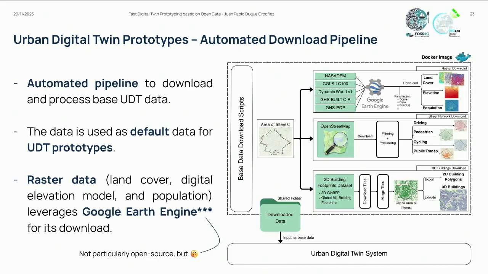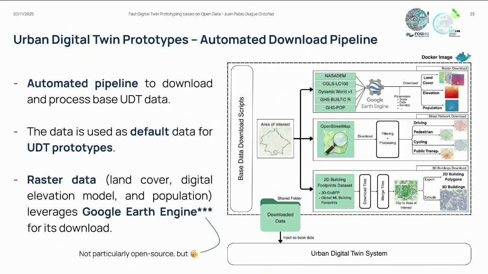So basically, just to summarize this, you have an area of interest, and you have raster data that is downloaded through Google Earth Engine. Don't mind, it's not open source, but we found that it was very easy to use because each of those data sets is accessed differently. So through Google Earth Engine, we had this small caveat to easily download everything.